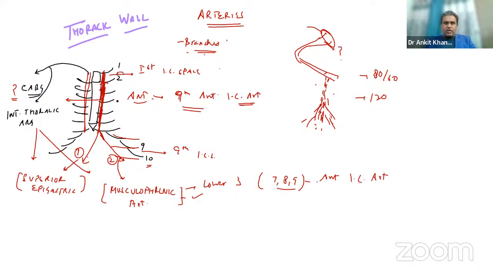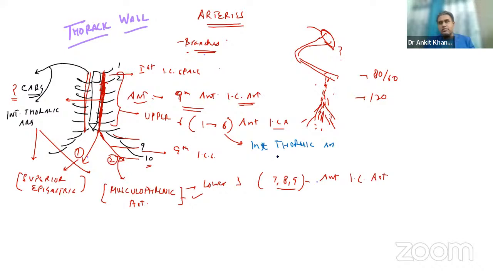The upper six, that is 1 to 6, anterior intercostal arteries, what are they branches of? They are coming directly from the internal thoracic artery. Let me change the color, it's becoming a bit monotonous. They are coming directly from the internal thoracic artery. I hope the point is somewhat clear.